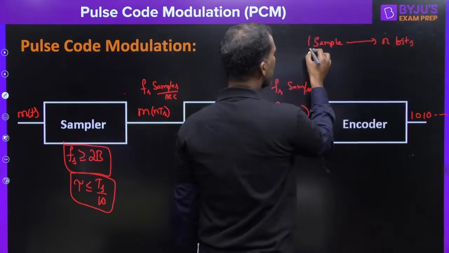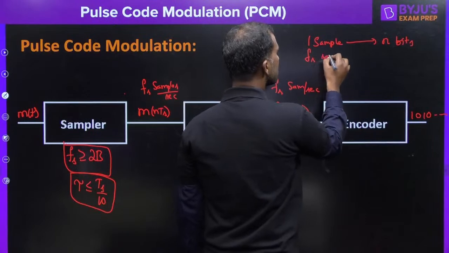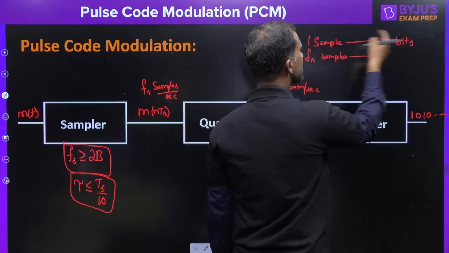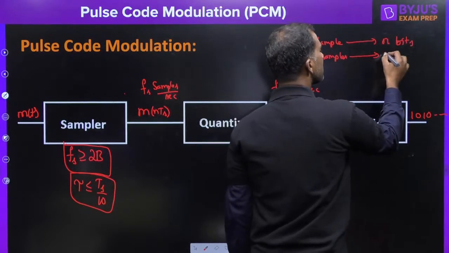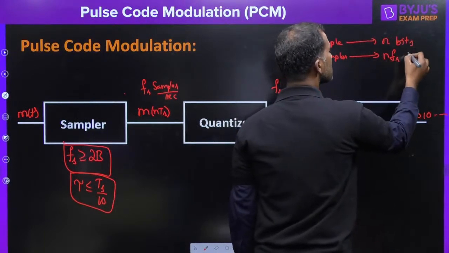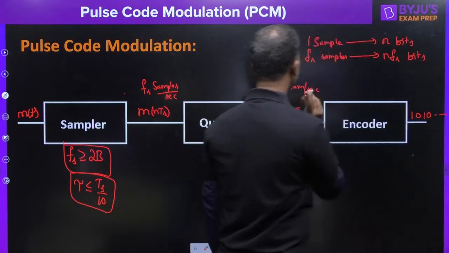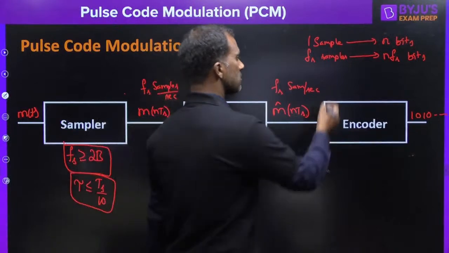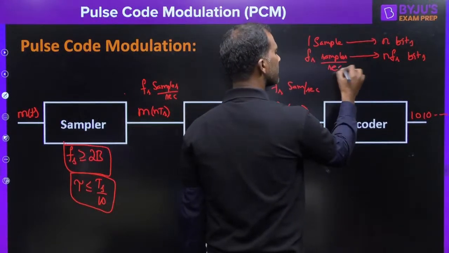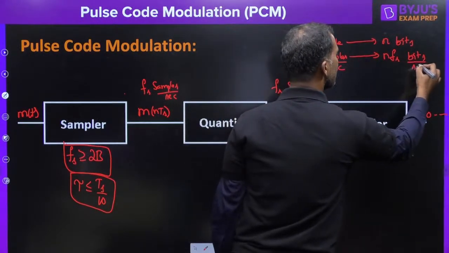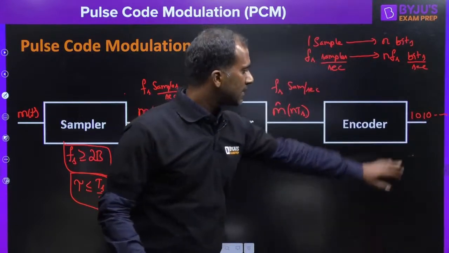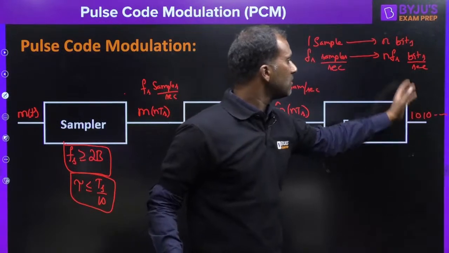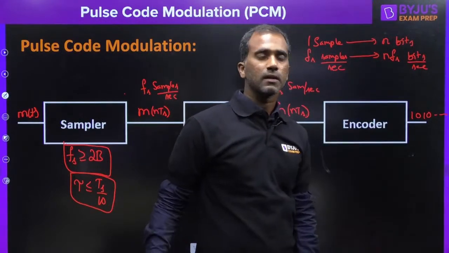But how many samples do we have? Let's say we have fs samples. One sample is converted to n bits, so fs samples are converted into n into fs bits. But we don't have just fs samples; we have fs samples every second. So if we have fs samples per second, we are going to have n into fs bits every second at the output of the encoder.